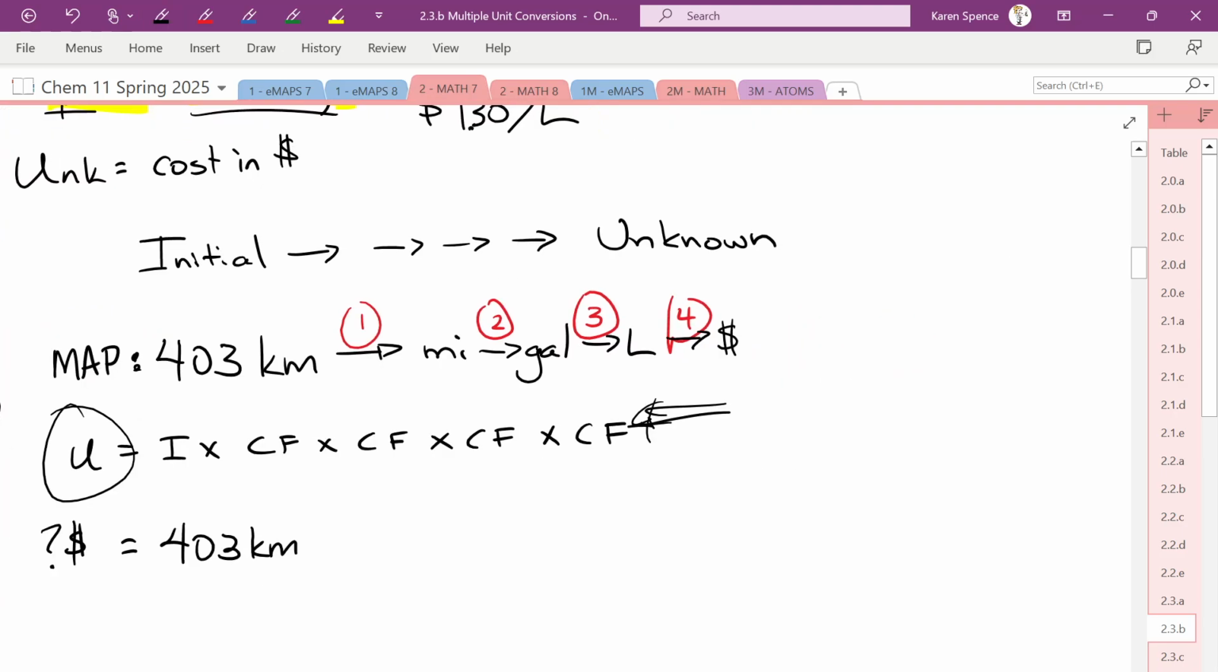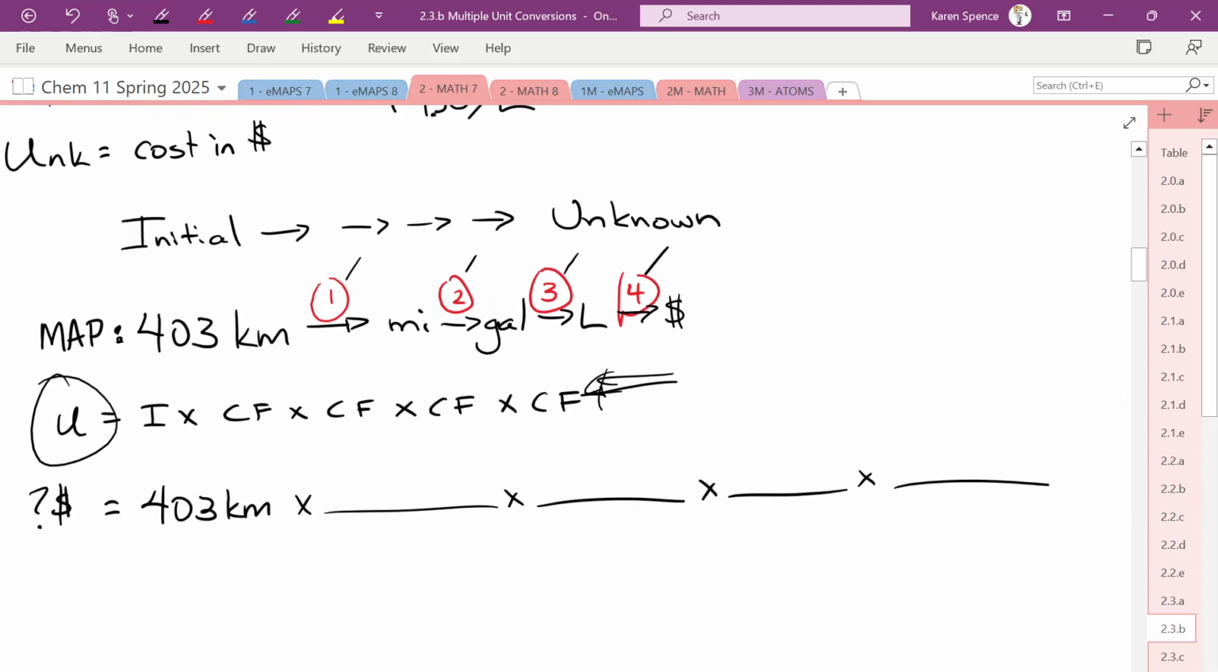And we need to do 4 conversions. What should I write 4 times? I'm going to write something 4 times because I have 1, 2, 3, 4 conversion factors. Times line, times line, times line, times line. Okay? You can do it without doing it this way, but again, if you don't have a lot of experience doing it, I would recommend this to start with.